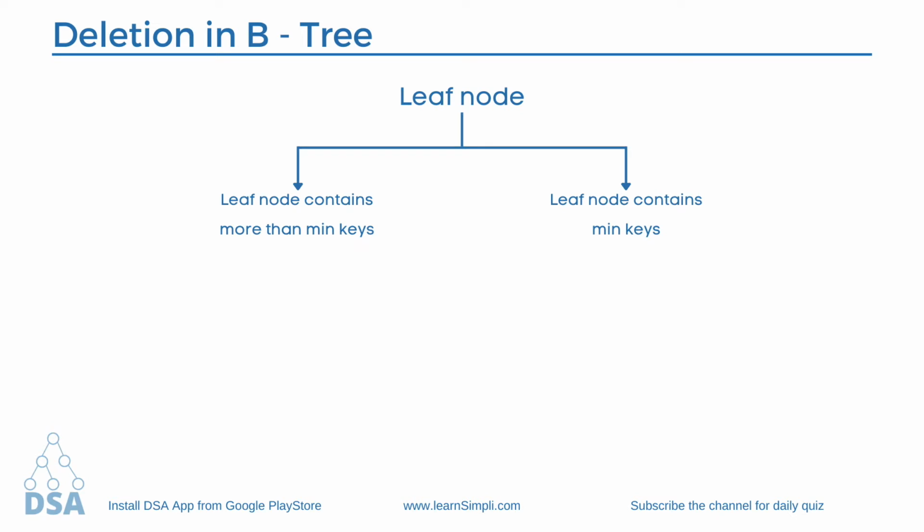First case, the target key is in the leaf node and that leaf node contains more than the minimum number of keys. And second case, the target key is in the leaf node and that node contains exactly the minimum number of keys. Let's first see the first sub case.